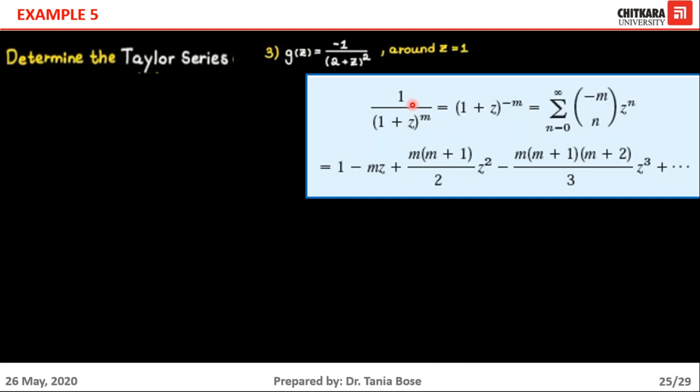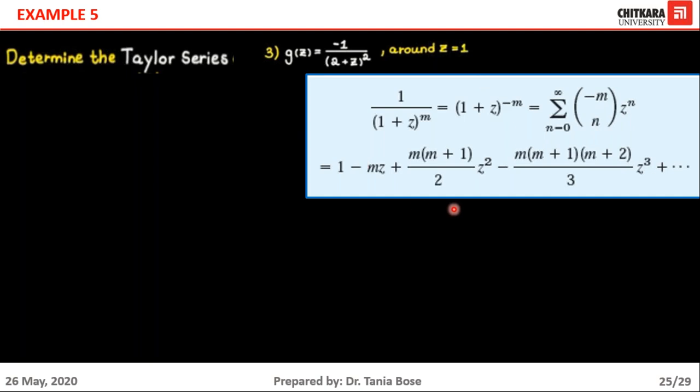This is also the formula for binomial, 1 upon 1 plus z raised to power m. You can take this term to the numerator. It becomes 1 plus z whole raised to power minus m. And when you expand it using the binomial series, you will get 1 minus mz plus m into m plus 1 by 2 into z square minus m into m plus 1 into m plus 2 by 3 z cube and so on. And if you want to write the same expansion in a short form, you can write it as summation n going from 0 to infinity minus m choose n, z to the power n.